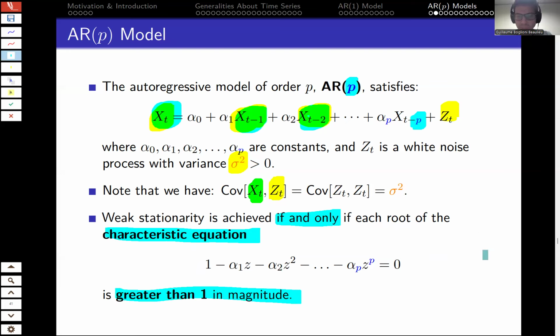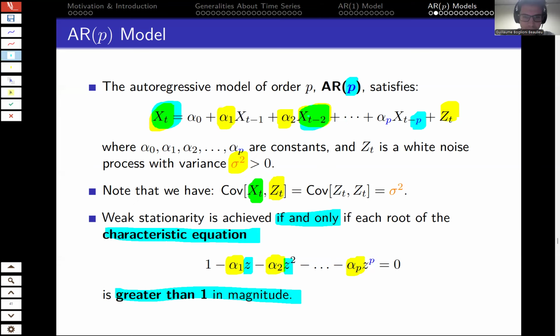Let's explain what this means. Just look at this equation. The alpha coefficients are popping up here. So you have alpha 1, the same alpha 1 as in the expression of the model. You have alpha 2 here, which is the same as here, and so on, up to alpha p. And this is an equation of one variable, this thing called z here.